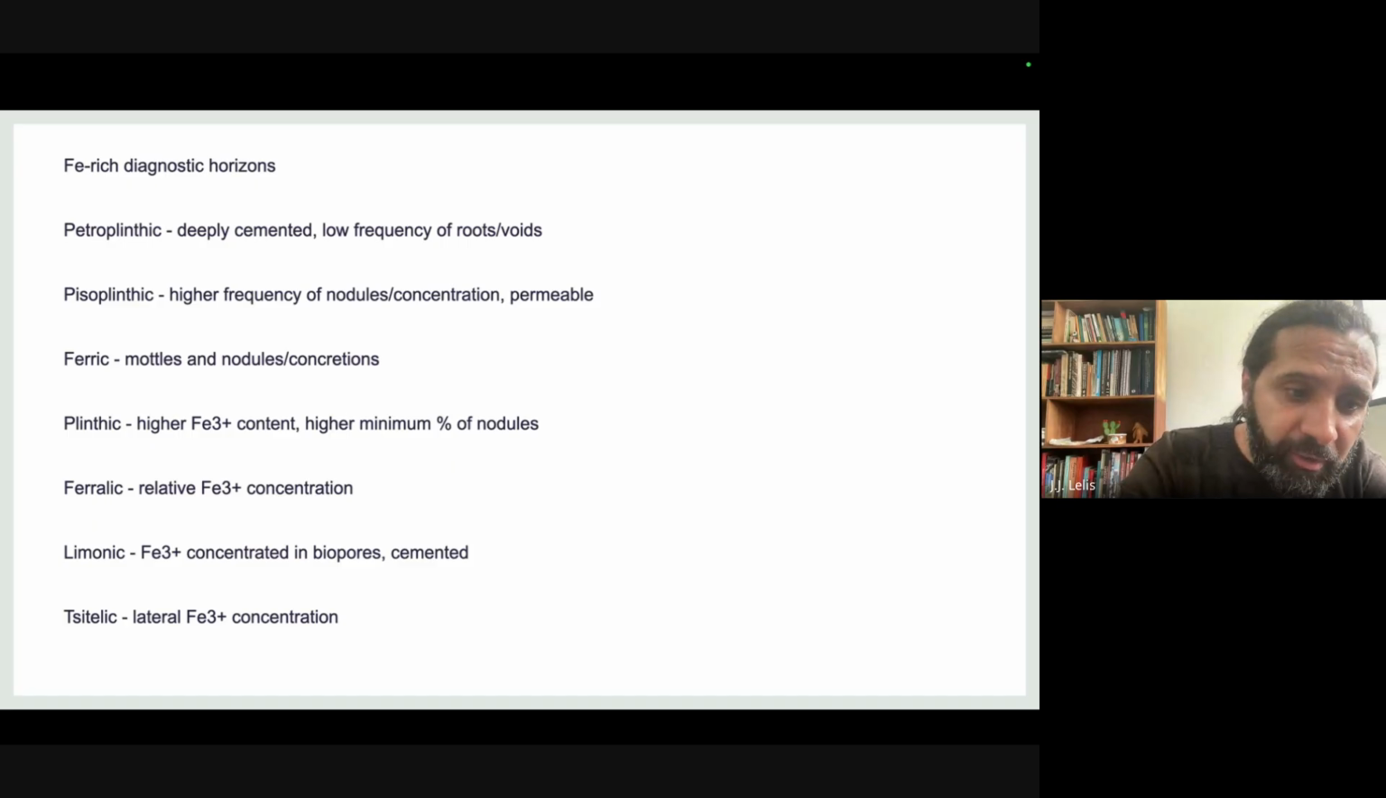We have this limonic horizon that expresses concentration of iron because of the ascending groundwater, and we have at least weak cementation. This iron is concentrated in the biopores and walls of the voids. And in the last option, the plinthic horizon, that's a lateral iron concentration. So you can see that all of them register high iron contents, and they express concentration of iron, but at different levels, and especially because of different mechanisms, different processes.